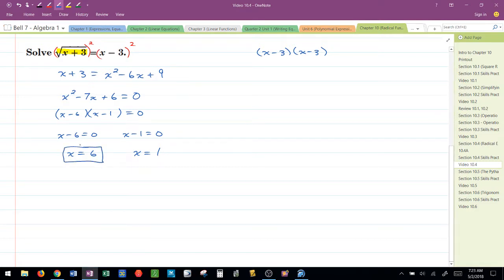What if I plug 1 in? Well, I get 1 plus 3 is 4. Square root of 4 is 2. On the right side, I would have 1 minus 3, which is negative 2. 2 is not equal to negative 2.